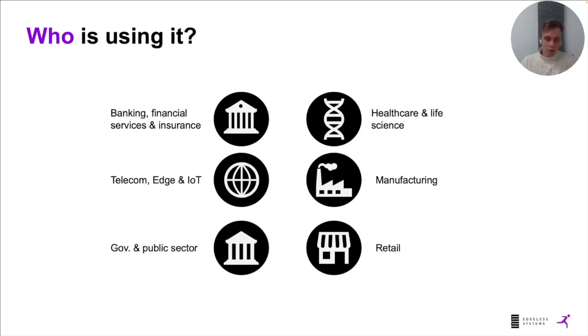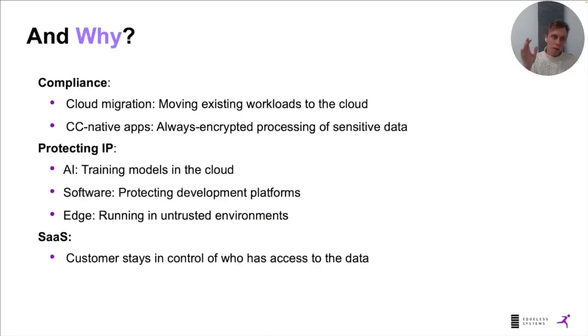Think about deploying stuff in untrusted environments, like a manufacturing plant, for example. Then confidential computing is a game changer. Now you can deploy stuff always encrypted, always verifiable. And this means compliance. Think about GDPR, HIPAA, and so forth. Now things can become more interesting. Now you can move all your workloads to the cloud because they are always encrypted.